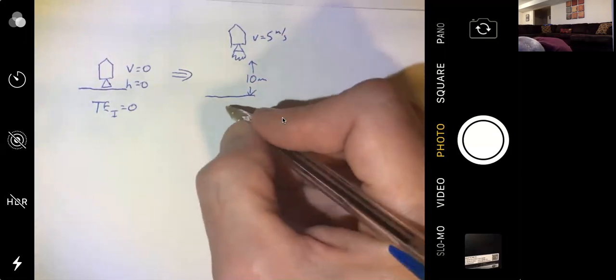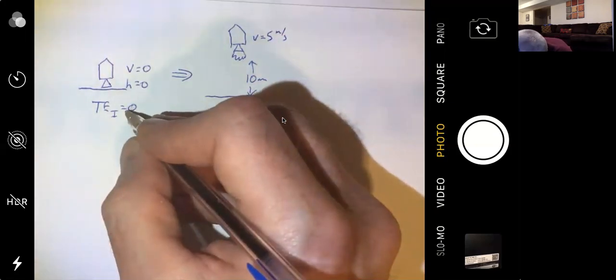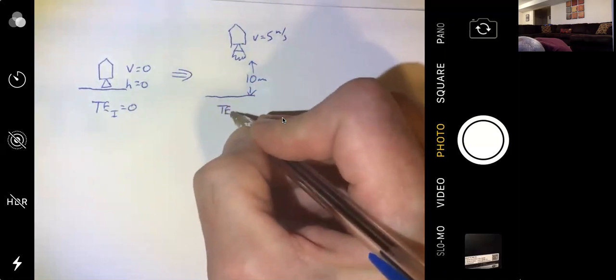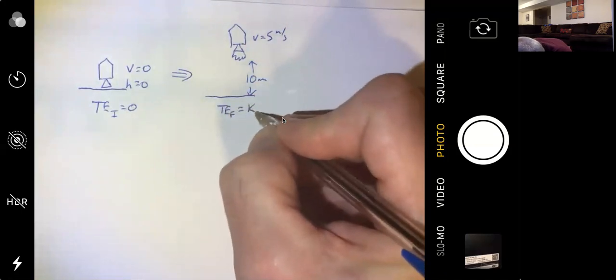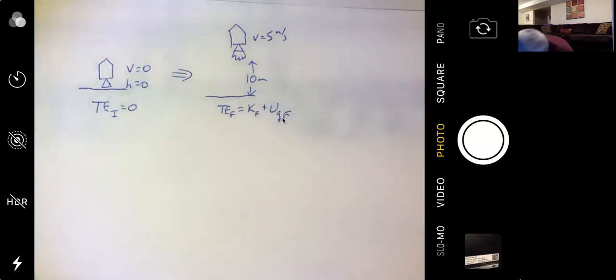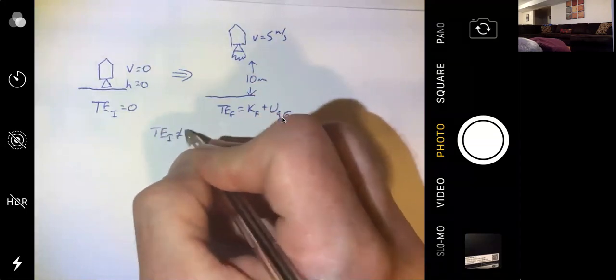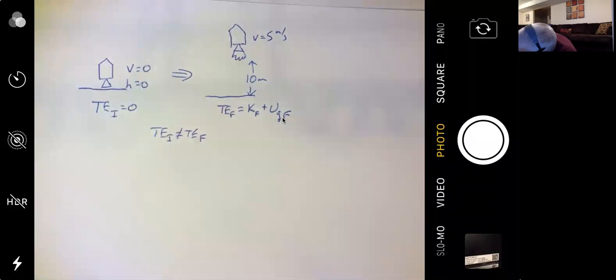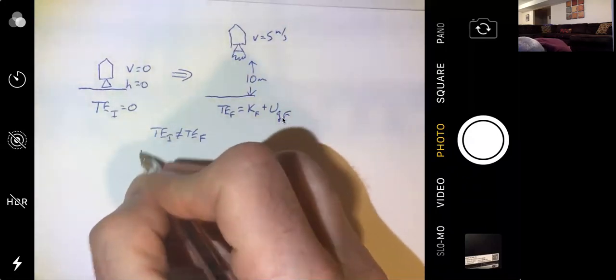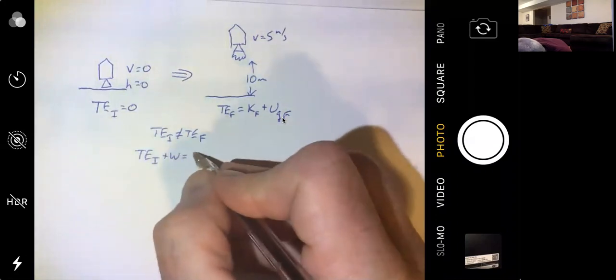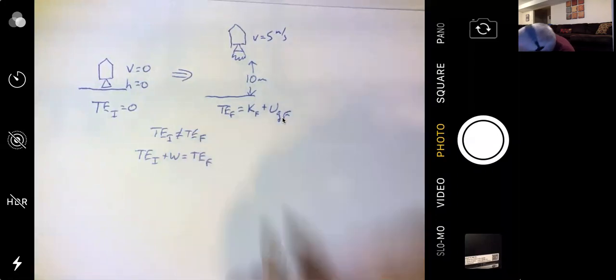So clearly this would be a situation where you had no energy to begin with, and now you definitely have total energy at the end. You've got some kinetic because of your motion, and you've got potential because of your height. So these can't be equal to each other, right? What we were doing last week, total energy at the beginning equals total energy at the end, that's complete bumpkus. So what we have to do is add in the more realistic idea of work. Work is energy gain or energy loss.